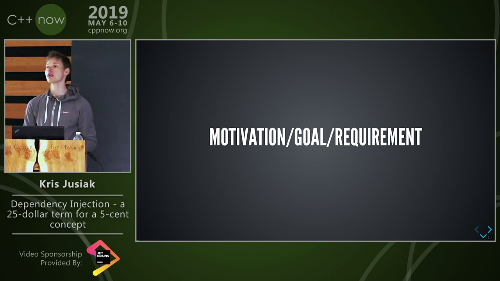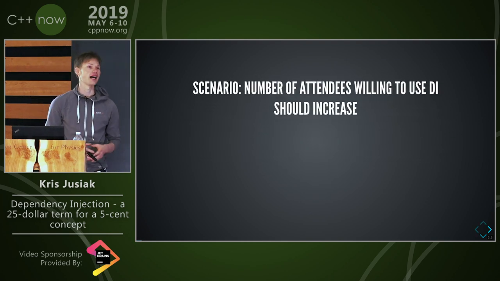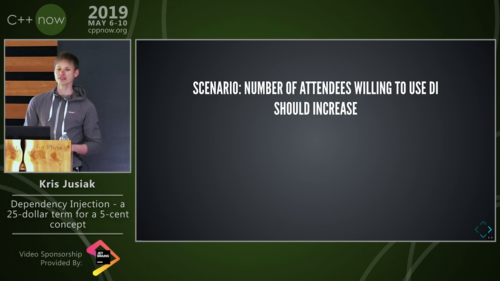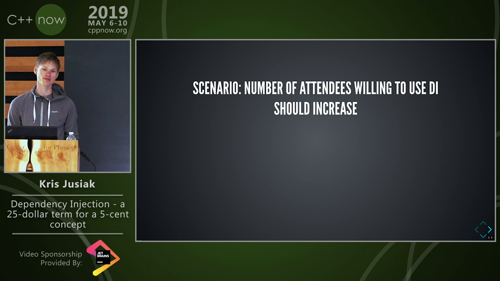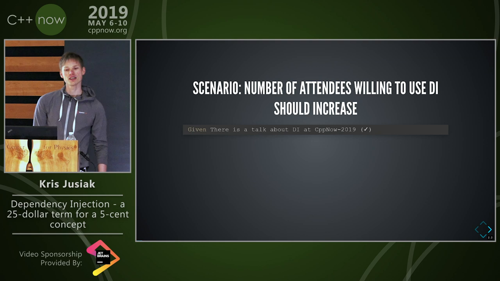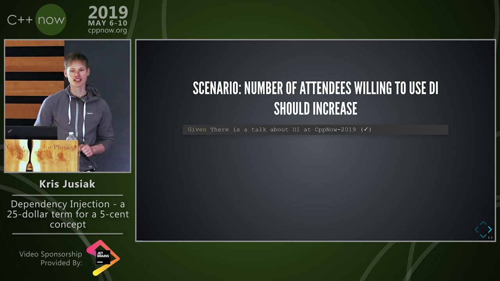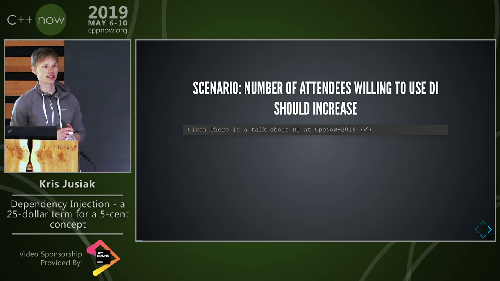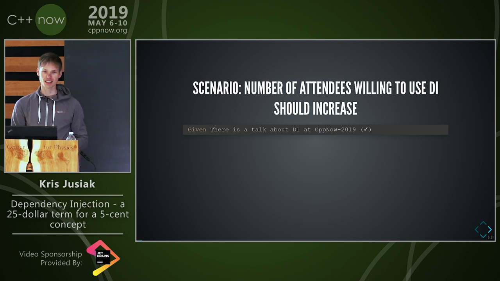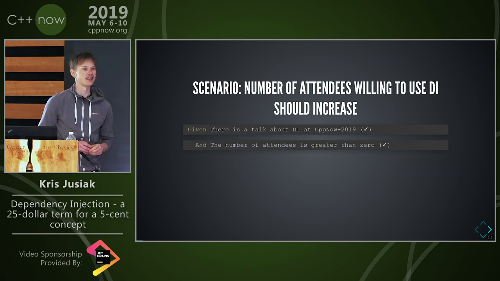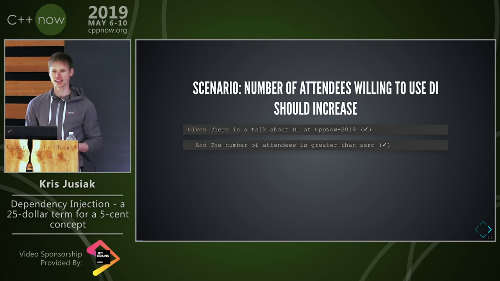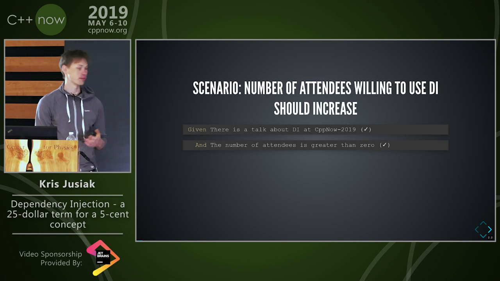It's basically to increase the number of attendees, developers in C++ who are willing to use and try DI, assuming that not everyone is using DI, which is the shortcut for dependency injection. So let's assume that there is a talk about DI at CppNow. Well, it's actually happening as we speak. And there's a number of attendees greater than zero. Assuming the speaker is an attendee, I checked that already. But thank you for coming either way.